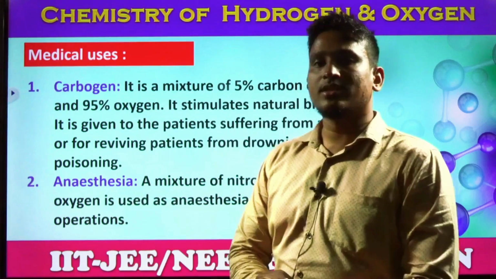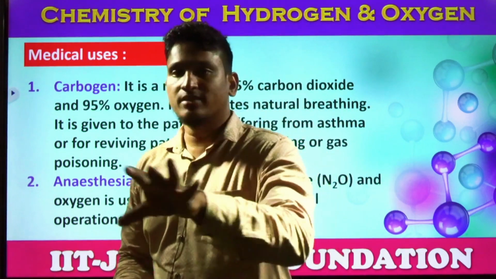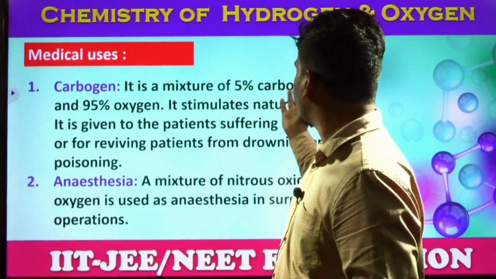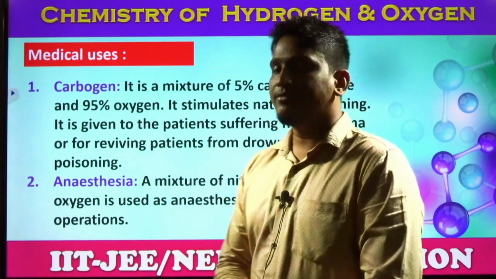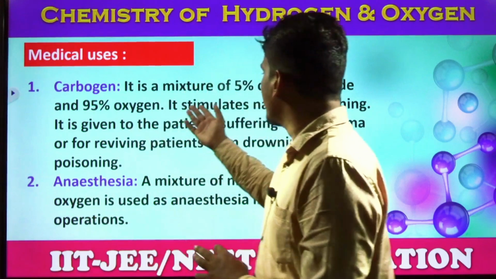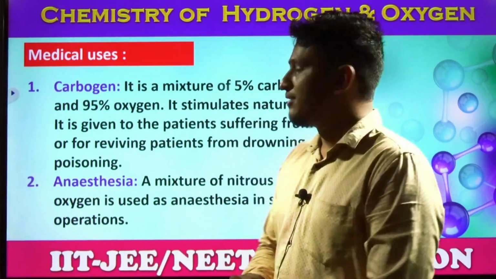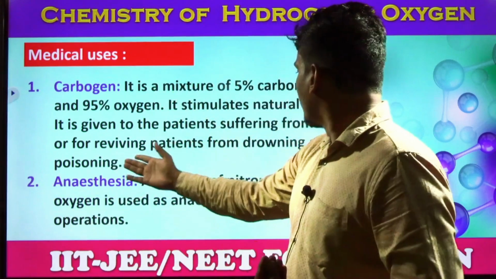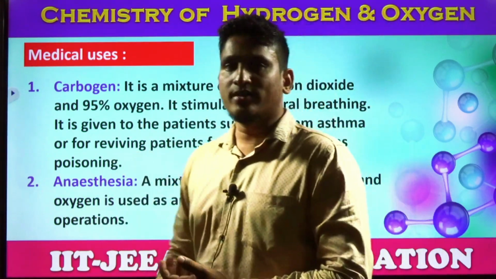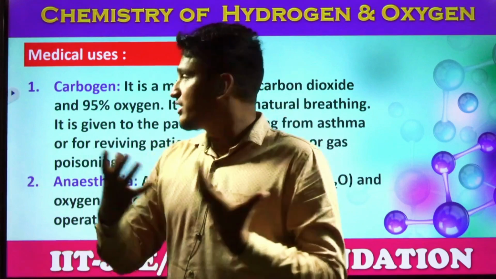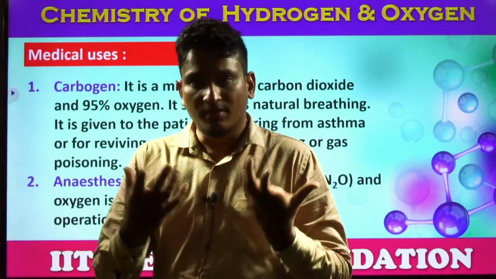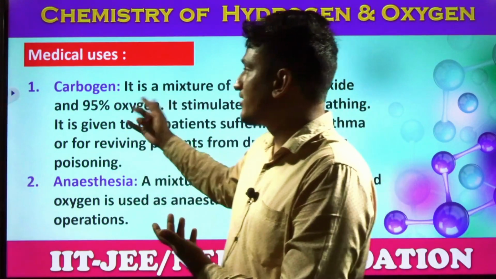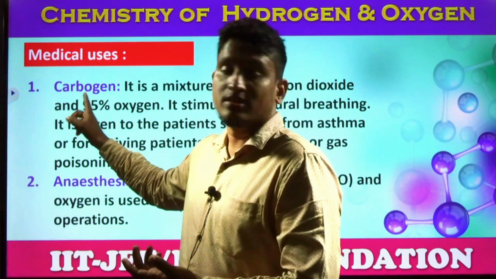Next, medical uses. Medical uses mostly in the medical industry. Carbogen is a mixture of 5% carbon dioxide, CO2, and 95% oxygen. Where is it used? It stimulates natural breathing. The one who suffers from drowning or gas poisoning is given this mixture of carbon dioxide and oxygen, and it stimulates natural breathing. So in the medical industry, that mixture is called carbogen. This point is also very, very important.